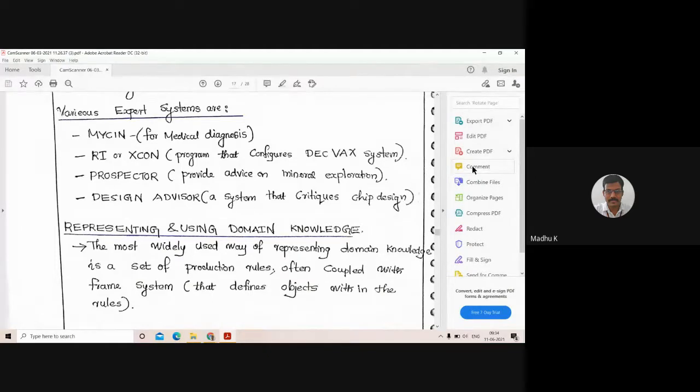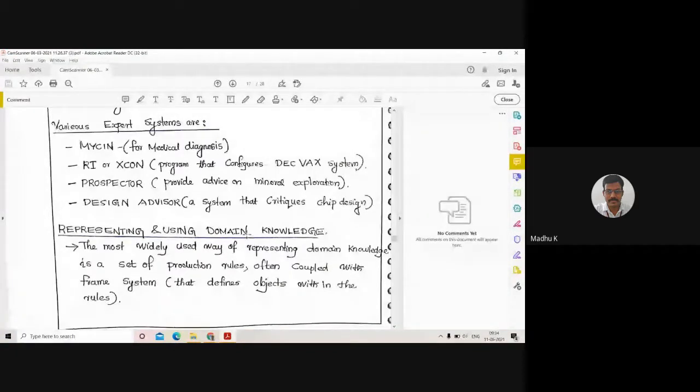Okay, next, representing and using domain knowledge is the next topic. The most widely used way of representing domain knowledge is a set of production rules.